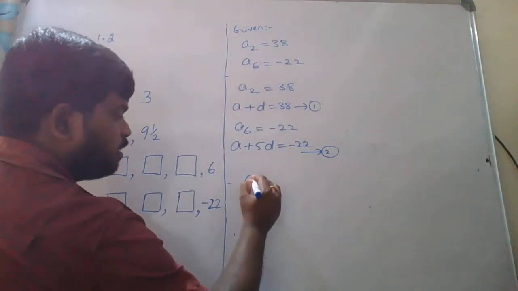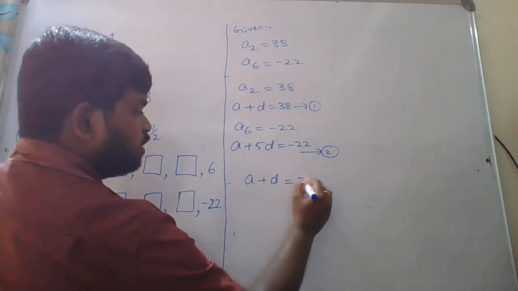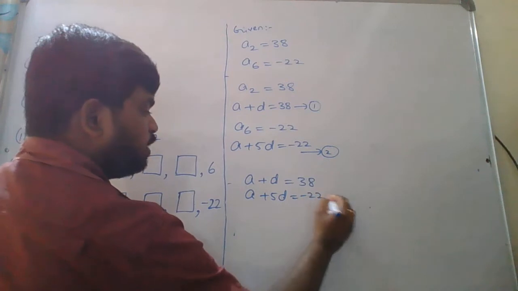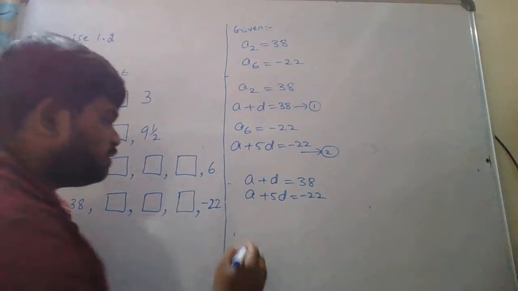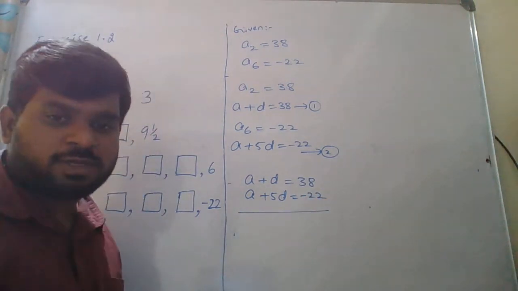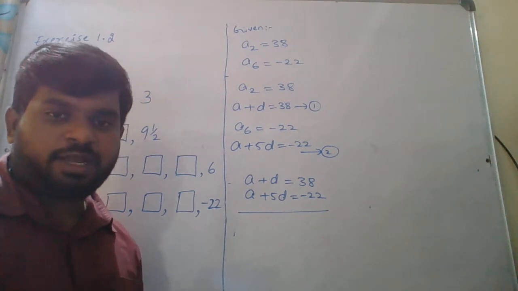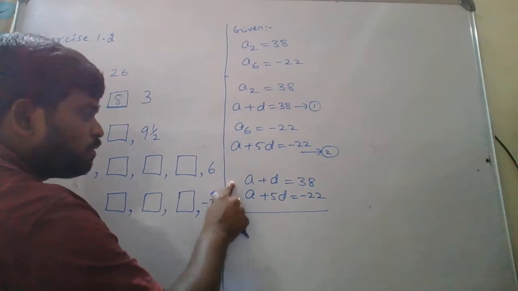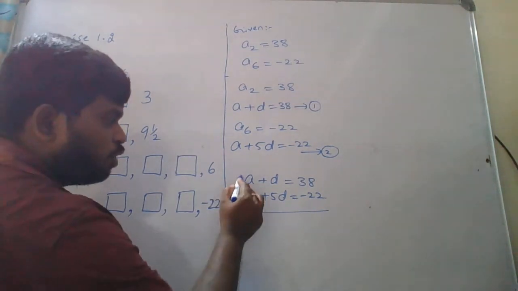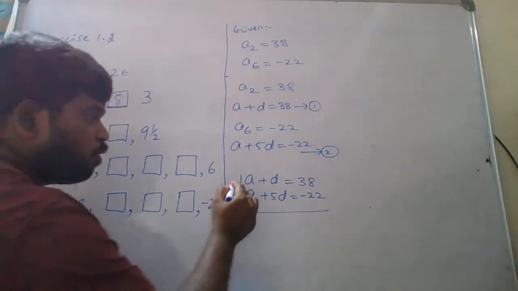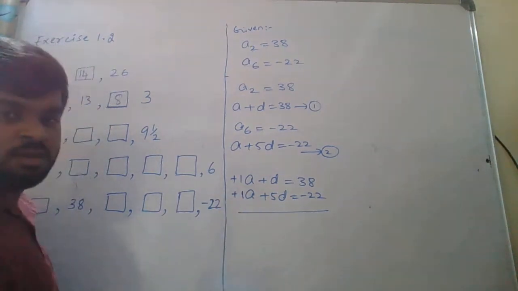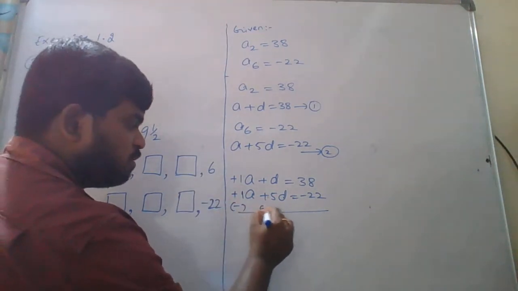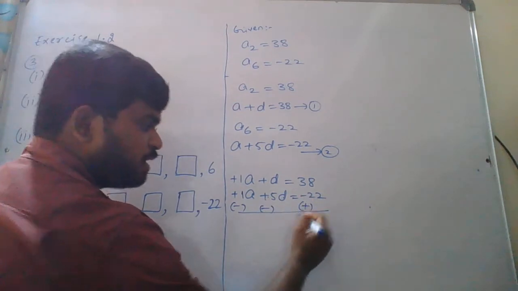Write one below the other. A plus D is equal to 38. A plus 5D equals minus 22. You can choose the variable now. It's your wish. Eliminate A or D. I will eliminate A. Both have got coefficient 1 and both have got the same plus sign. So I'm going to change it. Plus will become minus. This minus will become plus.